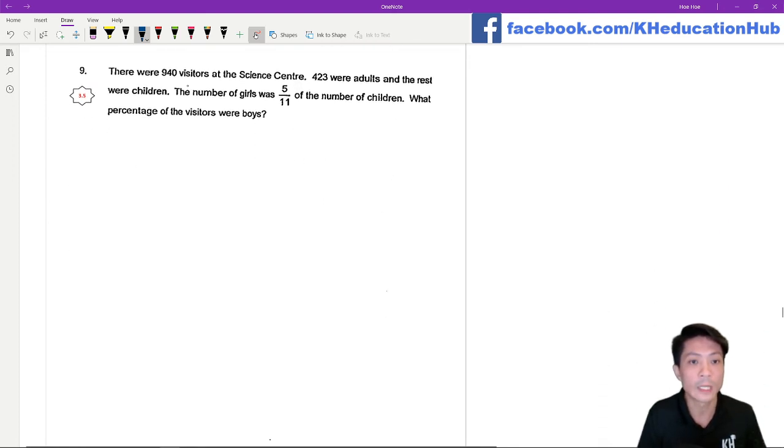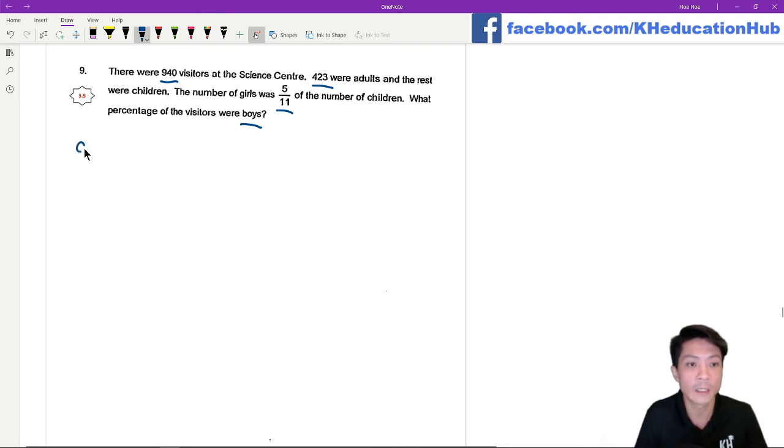Move on to question 9. Okay, there are 940 visitors at the science center, so 423 were adults and the rest were children. Number of girls was 5/11 of the number of children. What percentage of the visitors were boys?